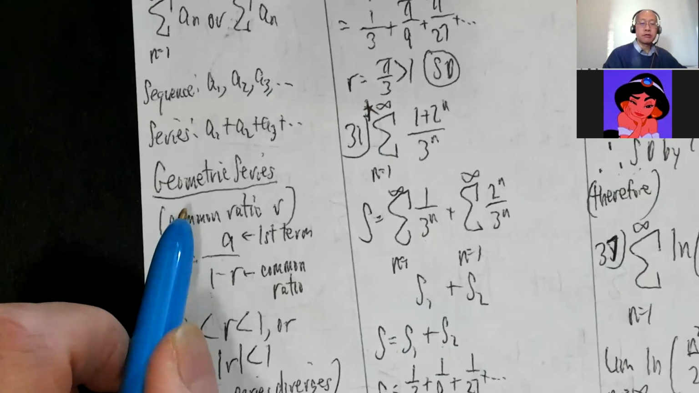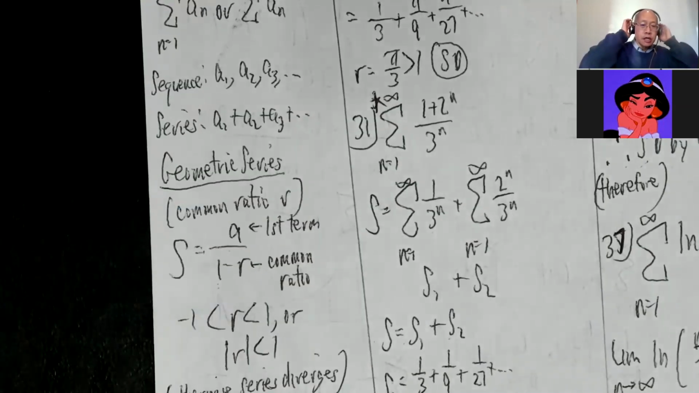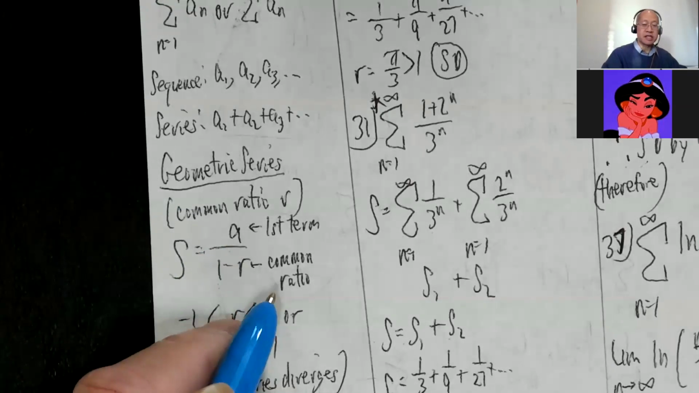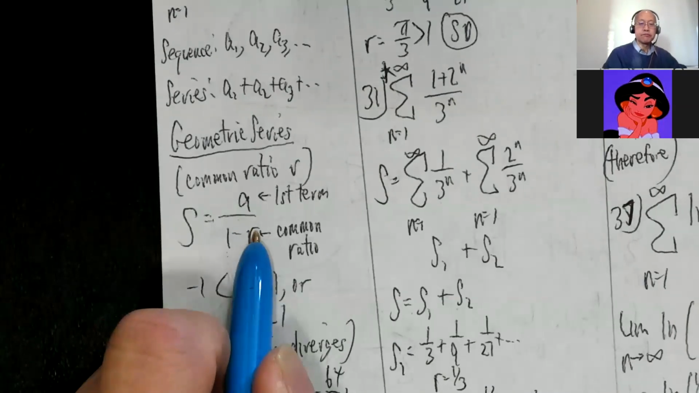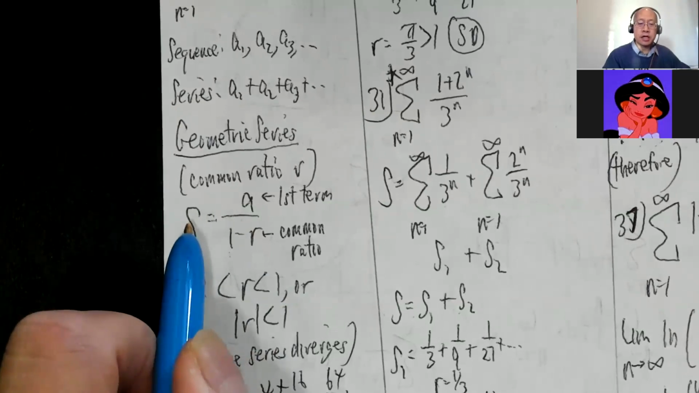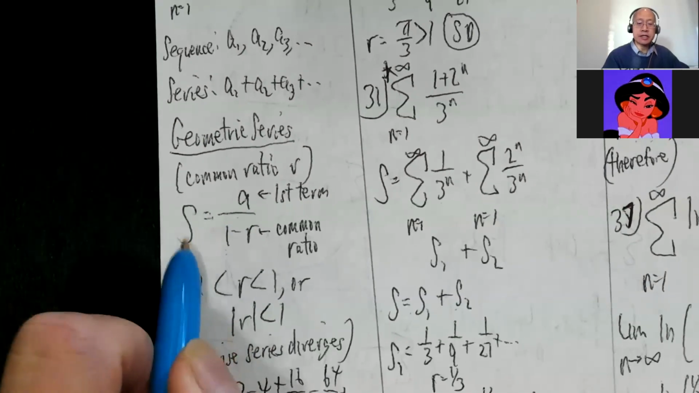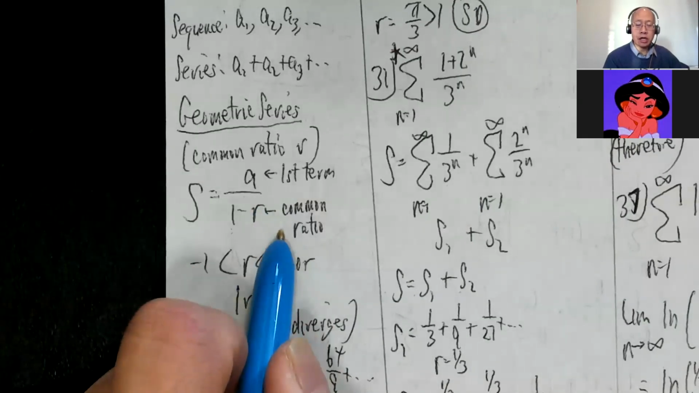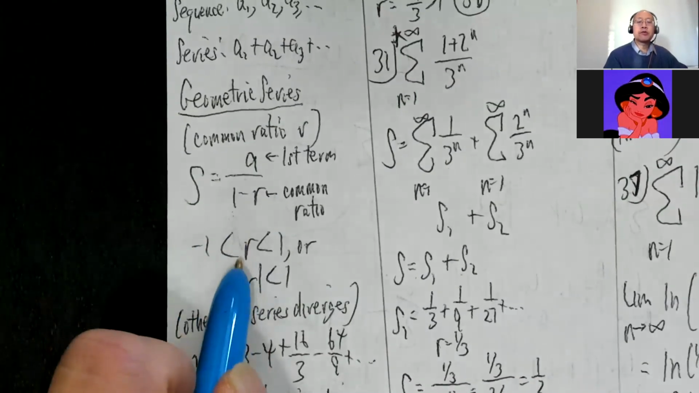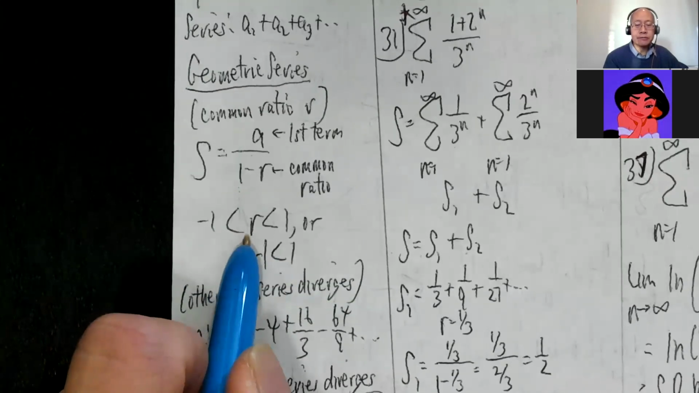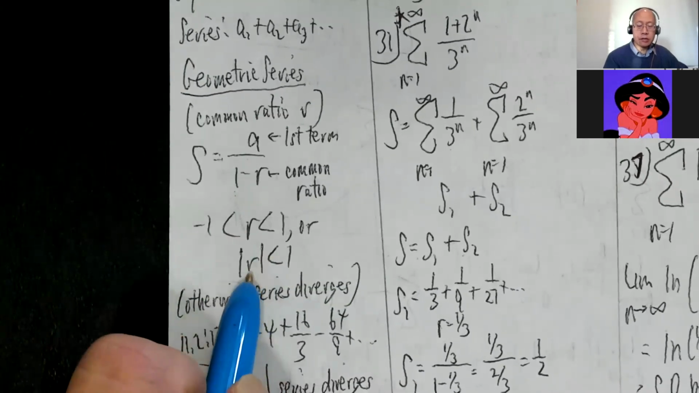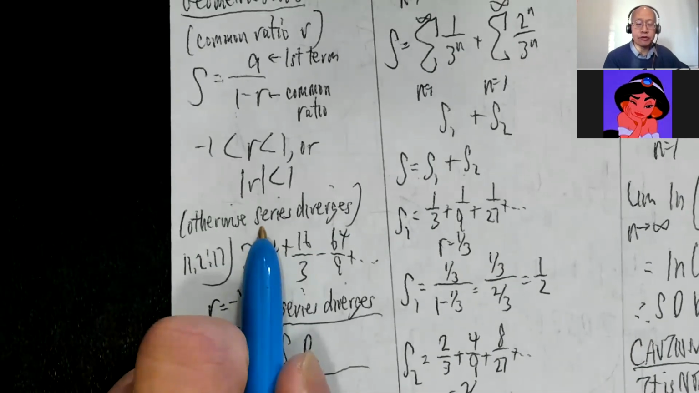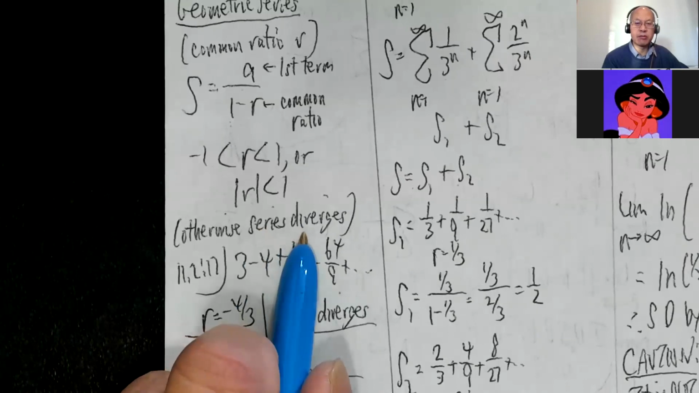One particular type of series is a geometric series, where there's a common ratio R. So after the first term, you keep multiplying by the same thing all the way throughout. The formula for the infinite sum, you can put this on your cheat sheet. S is A over 1 minus R. A is the first term, R is the common ratio. That formula works if R is between -1 and 1. Another way to write that is absolute value of R is less than 1. Otherwise, the series diverges. We do not approach any real number.